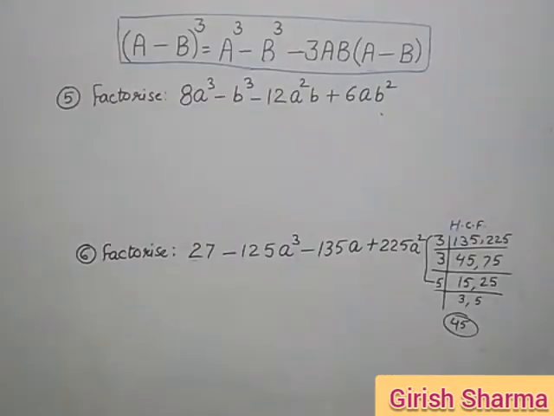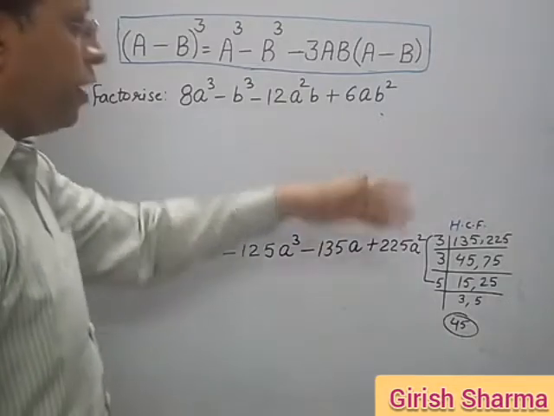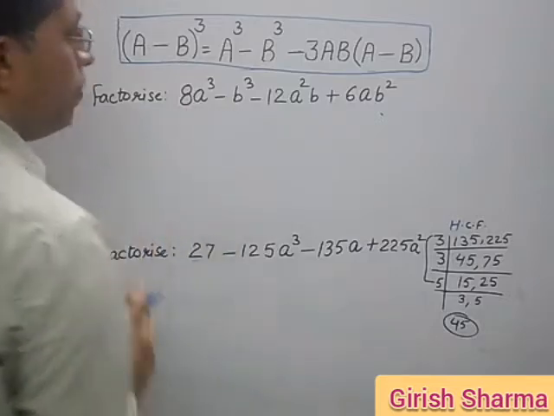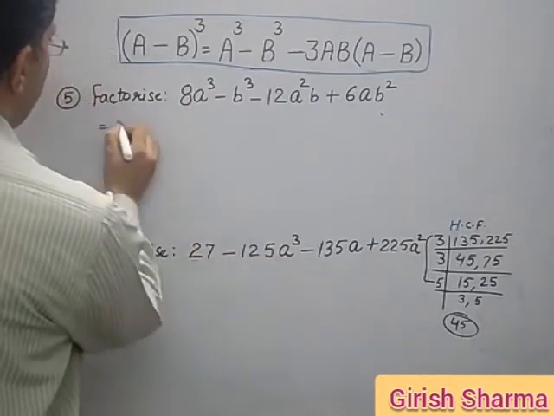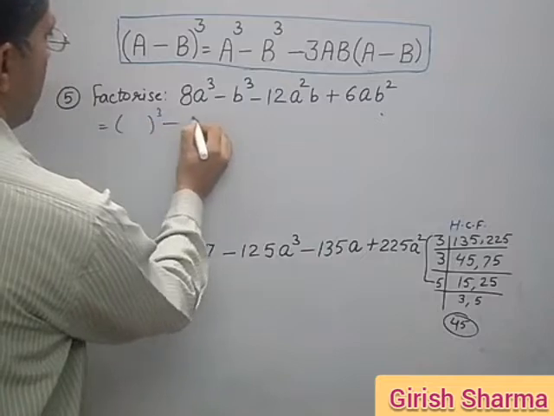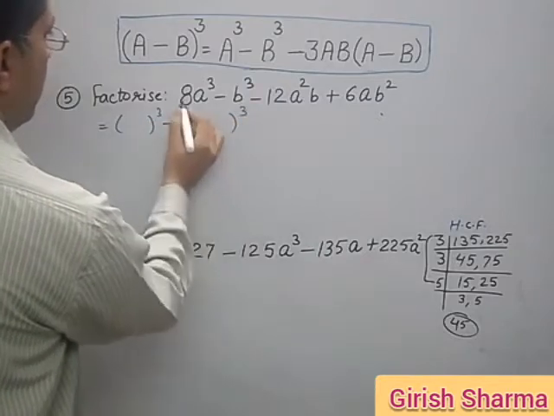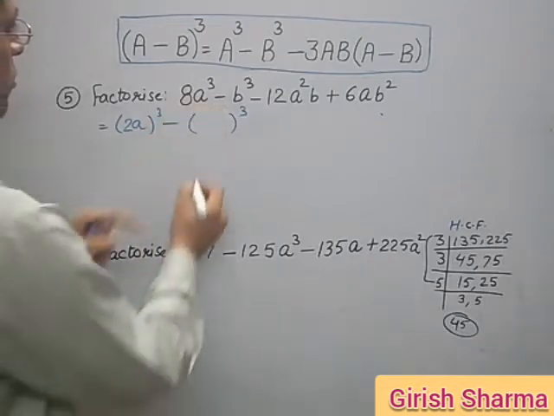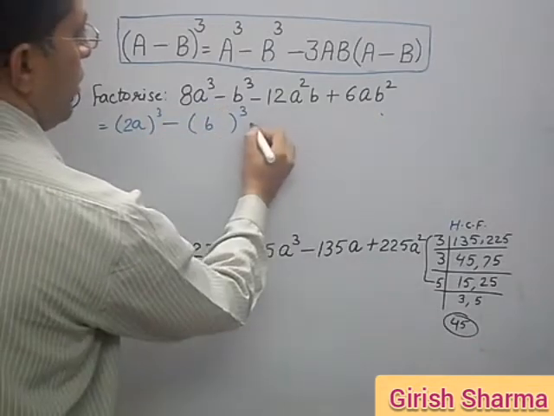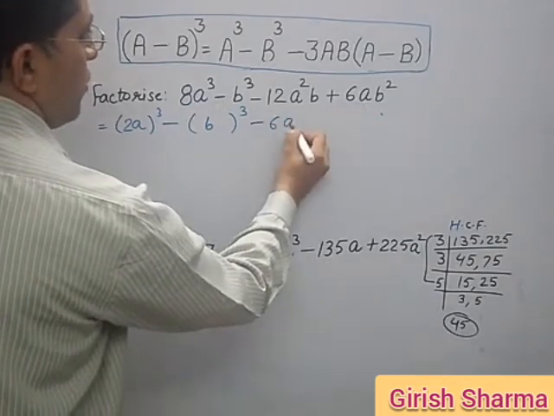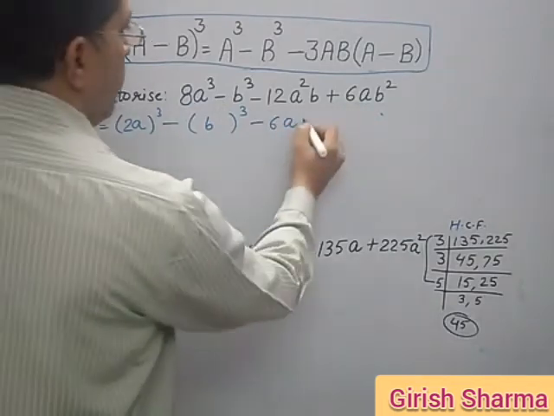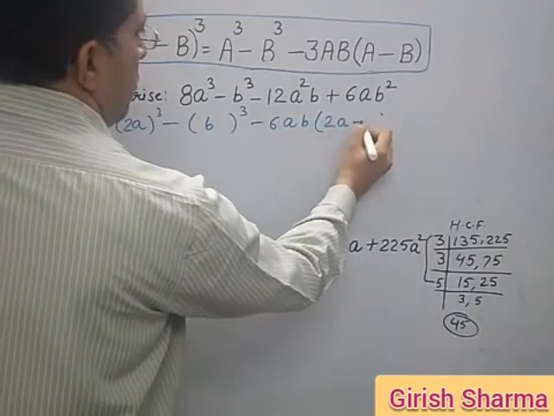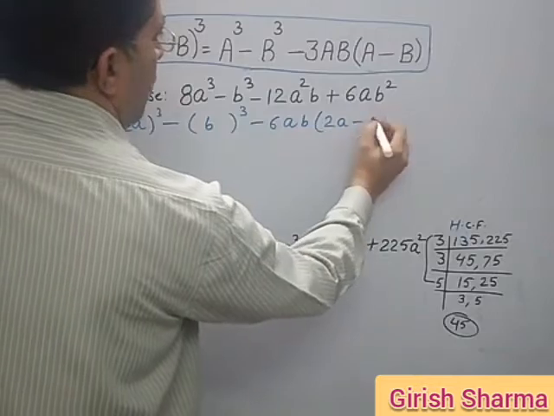Come on, we have to factorize now. See, this is cubic factorization. I am using this: this is a cubic term, this is also a cubic term. This is 8a cube, which I can convert to 2a power 3, and this is b cube. And what is common in these two? This is 6a, a and b are common. 6 twos are 12, minus b will come.